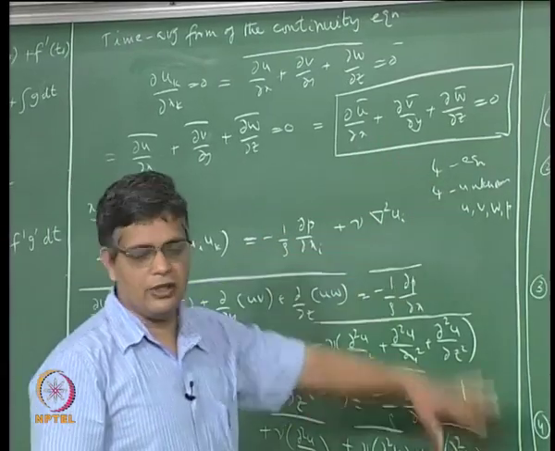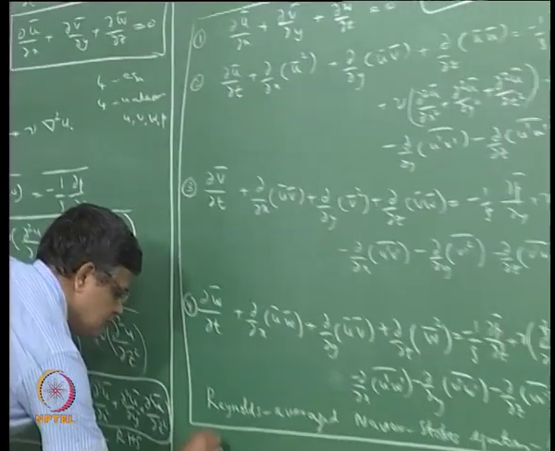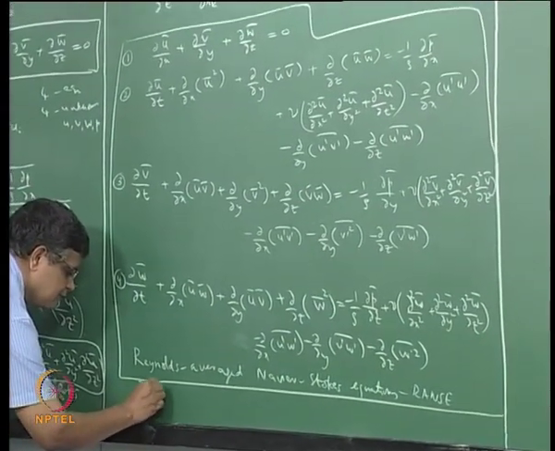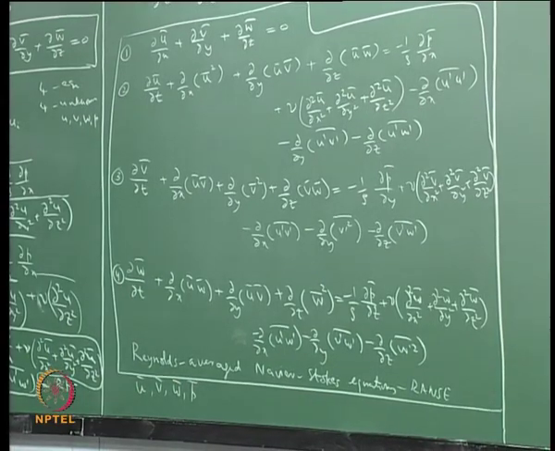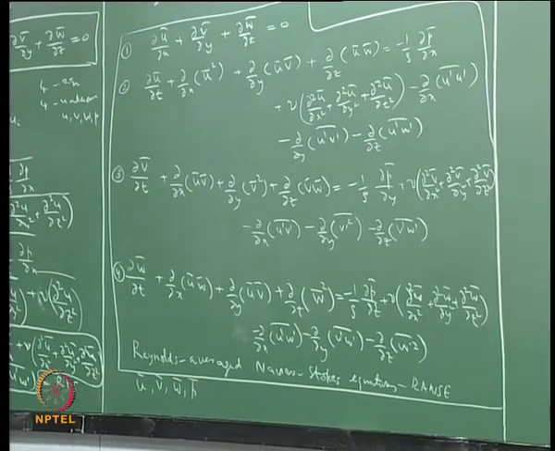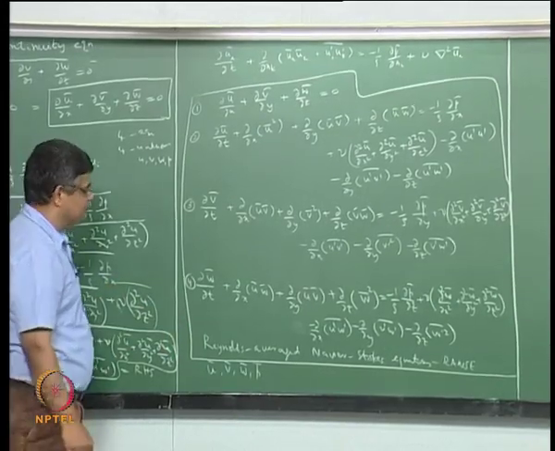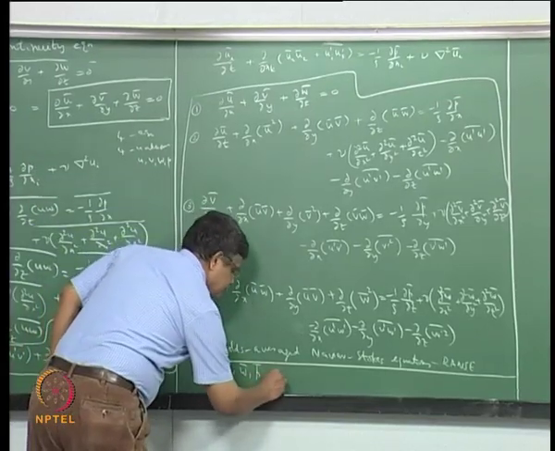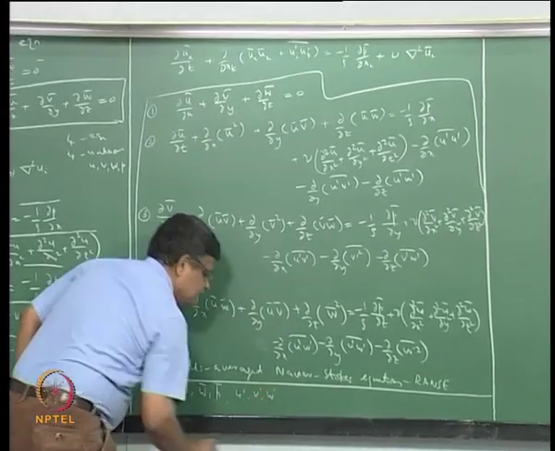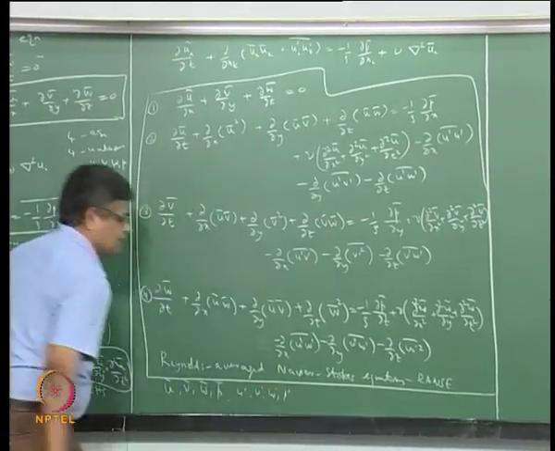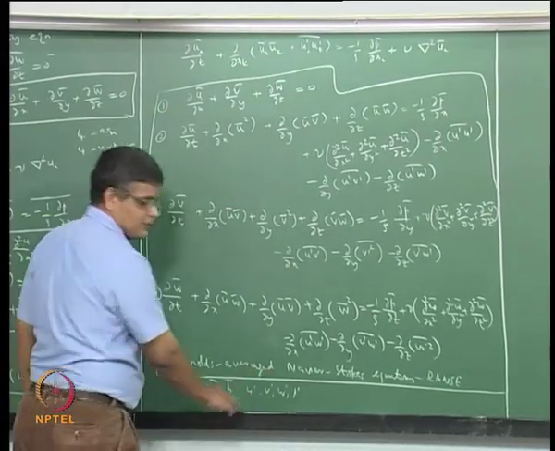Now we have 4 equations, and what are the unknowns here? We have U bar, V bar, W bar, P bar. These are obviously the variables of interest. We would like to know what these things are as a function of x, y, z, t. And of course we have U prime, V prime, W prime, P prime, which are not of interest. We do not want to know much about these things.